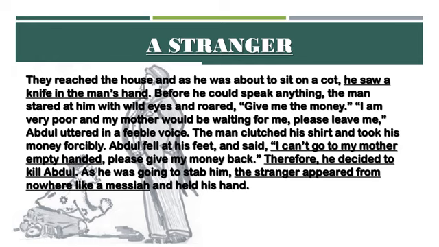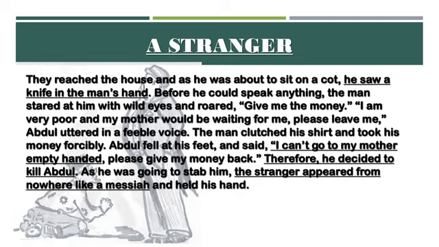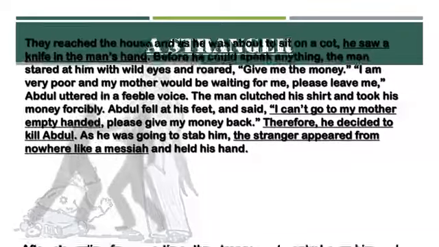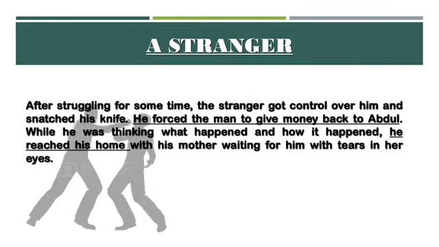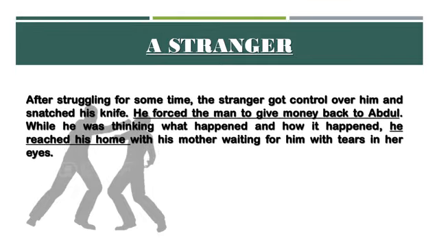As he was going to stab him, the stranger appeared from nowhere like a Messiah and held his hand. With this line, we can see that the climax has turned into anticlimax, where the action is falling down. After struggling for some time, the stranger got control over him and snatched his knife. He forced the man to give money back to Abdul. And after anticlimax, we can see the resolution. The problem is solved. Abdul got his money back.